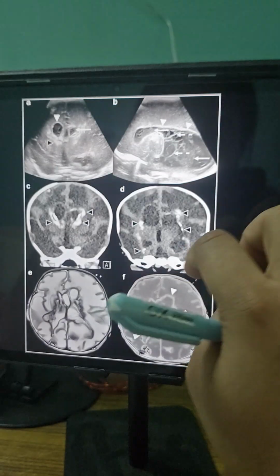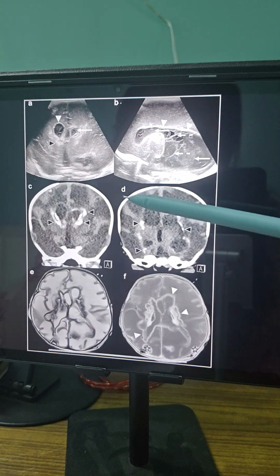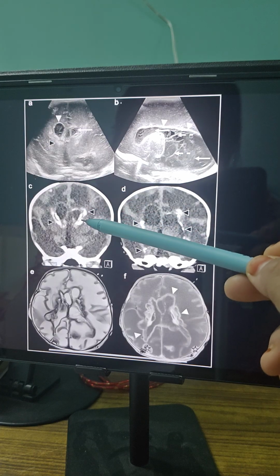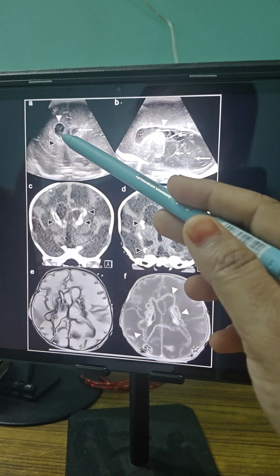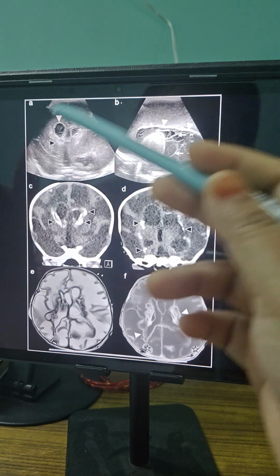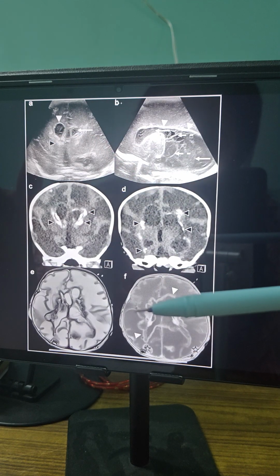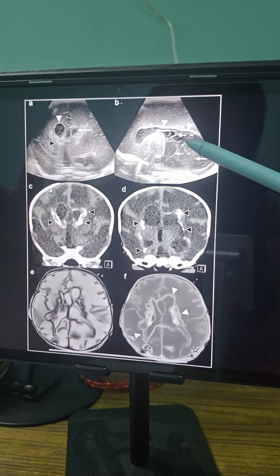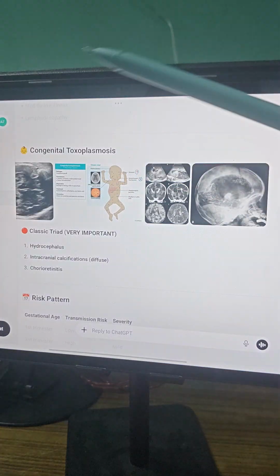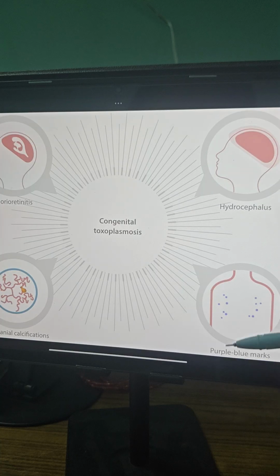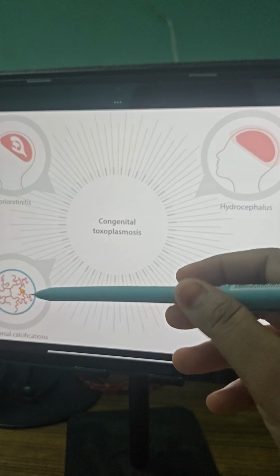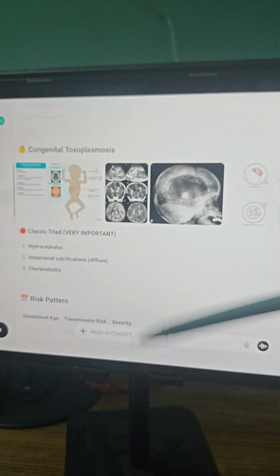Another image, here we can see that there are these calcifications. Can you see these calcifications? Yeah. And there is dilatation of the lateral ventricles, which is causing hydrocephalus. And there is infection of this structure. I think this is falx cerebri. So there is hydrocephalus, there are purple blue marks, intracranial calcifications which are diffuse, and chorioretinitis.